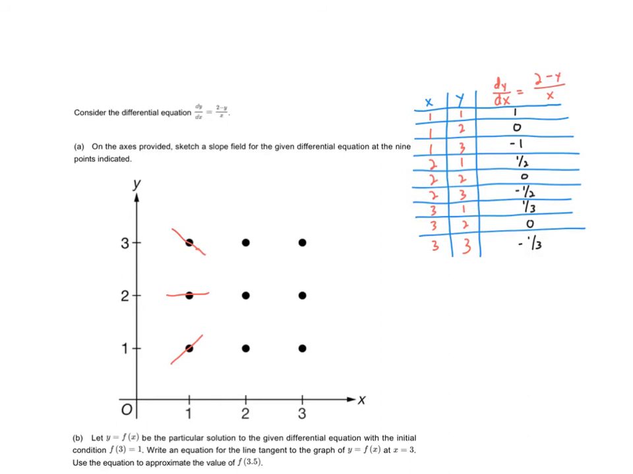Okay, so now the next 3 points are all when x is 2, and then y will go up from 1, 2, and 3. So we'll start here and go up. This line segment is a 1/2, and then 0, and then negative 1/2. The next one is a 1/3, 0, and negative a 1/3. All right, so something like that.